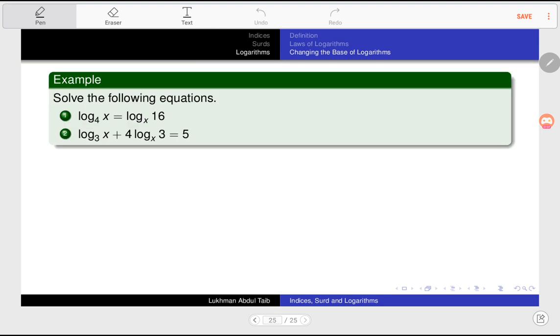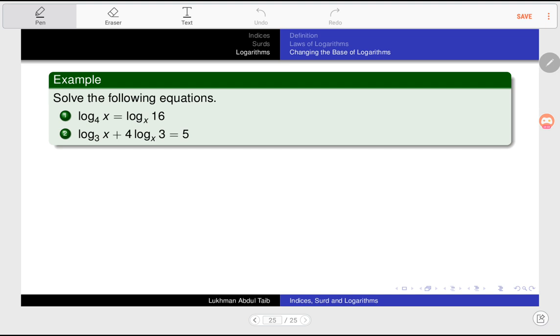Alright, last example for this video. Solve the following equation. The first one is log x to the base of 4 equals log 16 to the base of x. So when we say solve, it means that we must find the value of x.